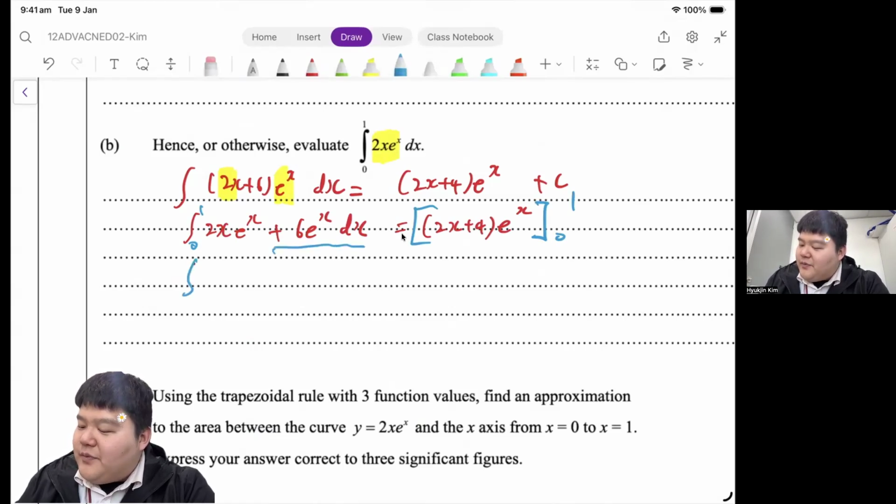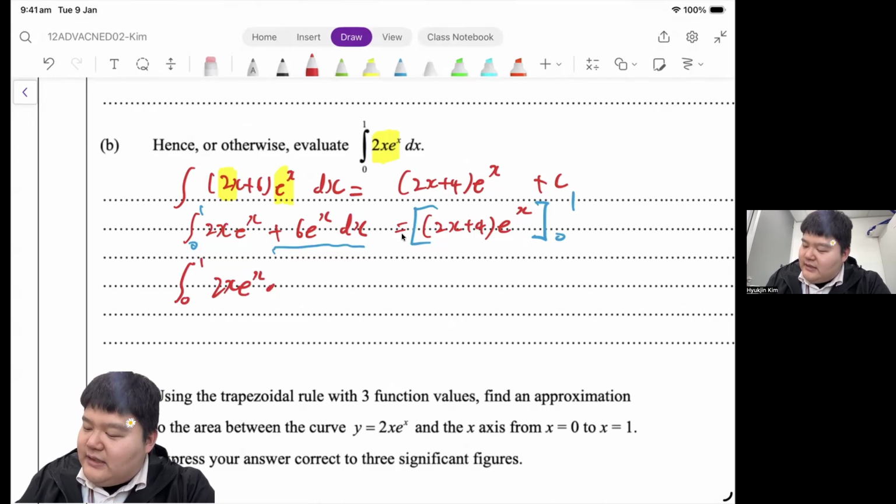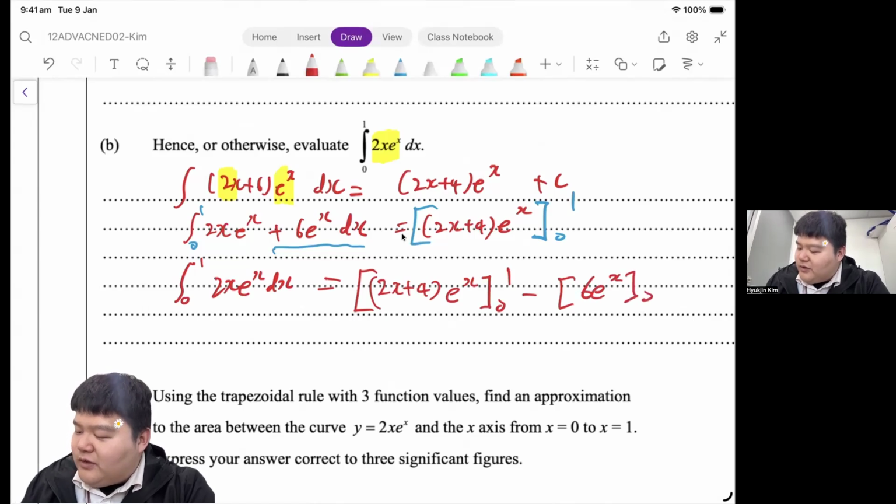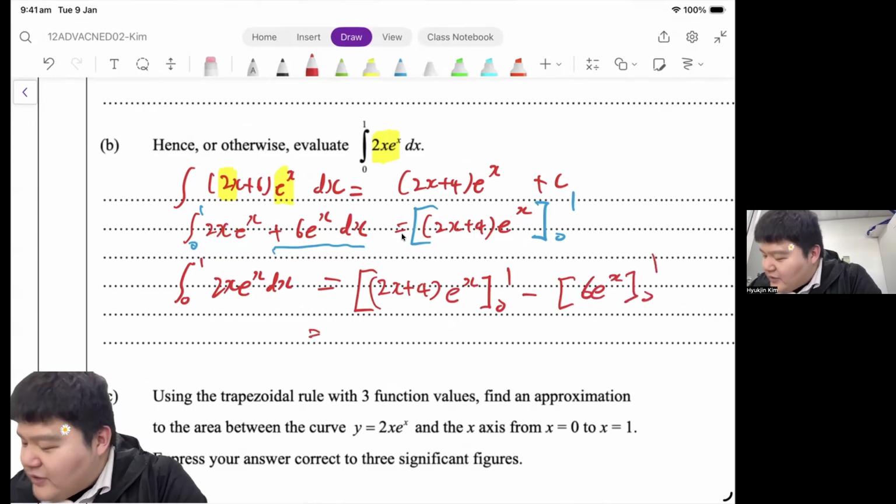I'm going to keep the integral from 0 to 1 of 2x e to the x dx, and I move that to the other side, and it becomes 2x plus 4 e to the x from 0 to 1, minus the integral from 0 to 1 of 6 e to the x. Oh, by the way, that's just 6 e to the x from 0 to 1, because that's the integral. That's the same thing. Now you're just going to evaluate.